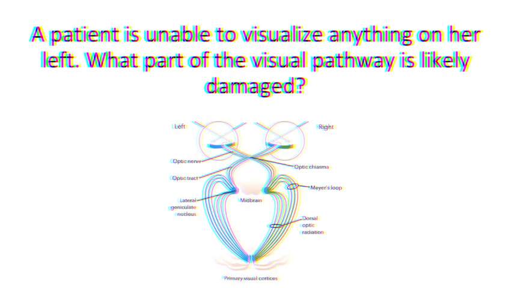Let's say a patient is unable to visualize anything on her left. What part of the visual pathway is likely damaged? So the patient is describing a visual field that looks like this. You can't see on the left side. So what part of the pathway would cause this visual field?